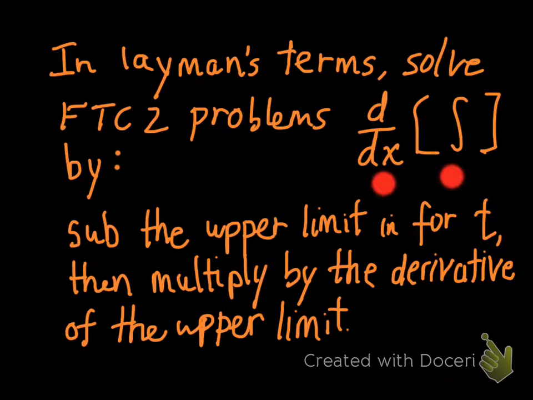Super valuable, super powerful. So you get a scenario where you're taking the derivative of an integral, take the upper limit, plug it in for t, multiply by the derivative of that upper limit, and you have a shortcut answer where you don't have to do all the work.